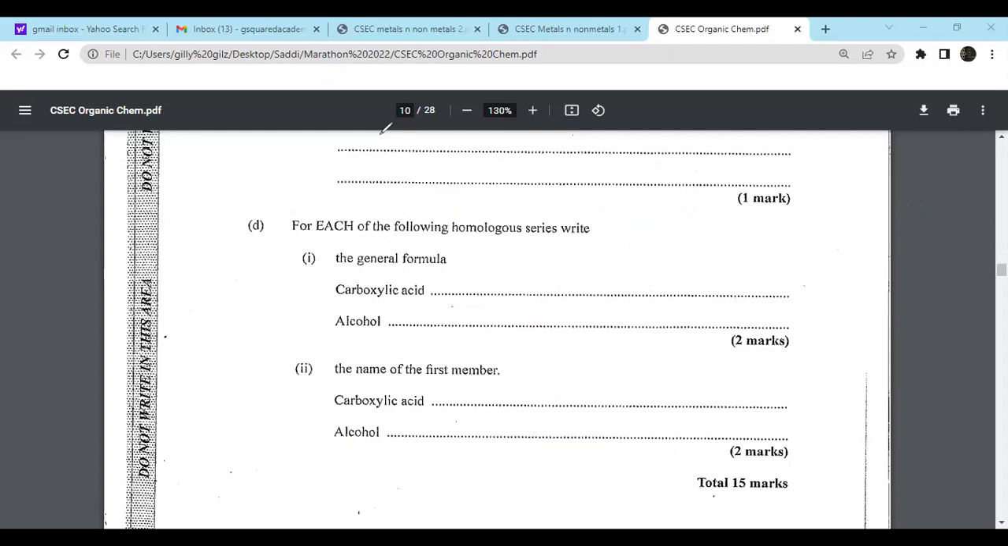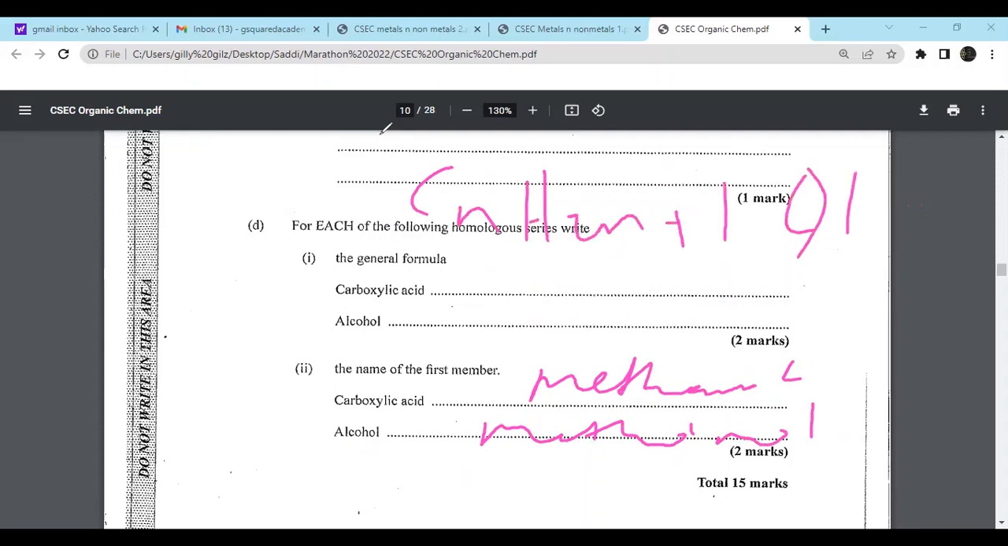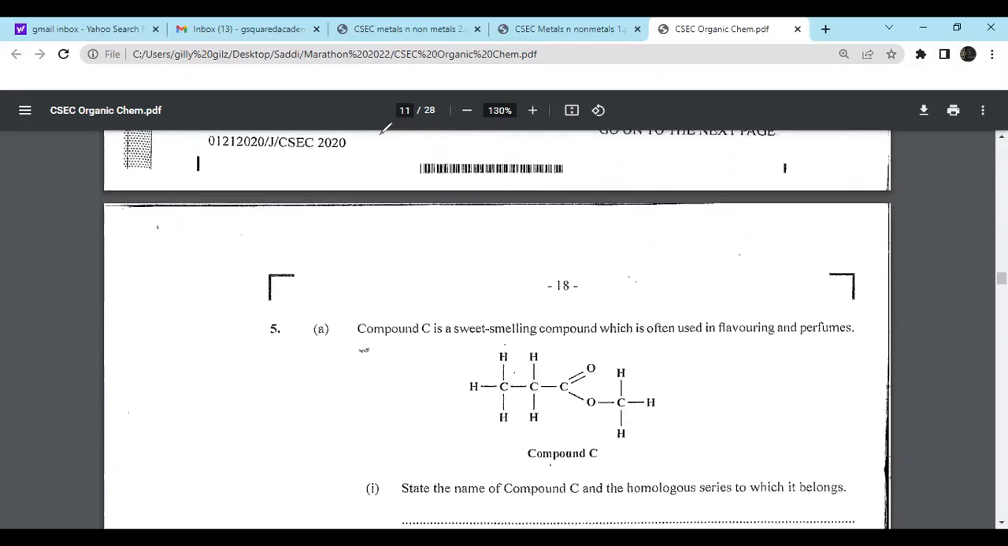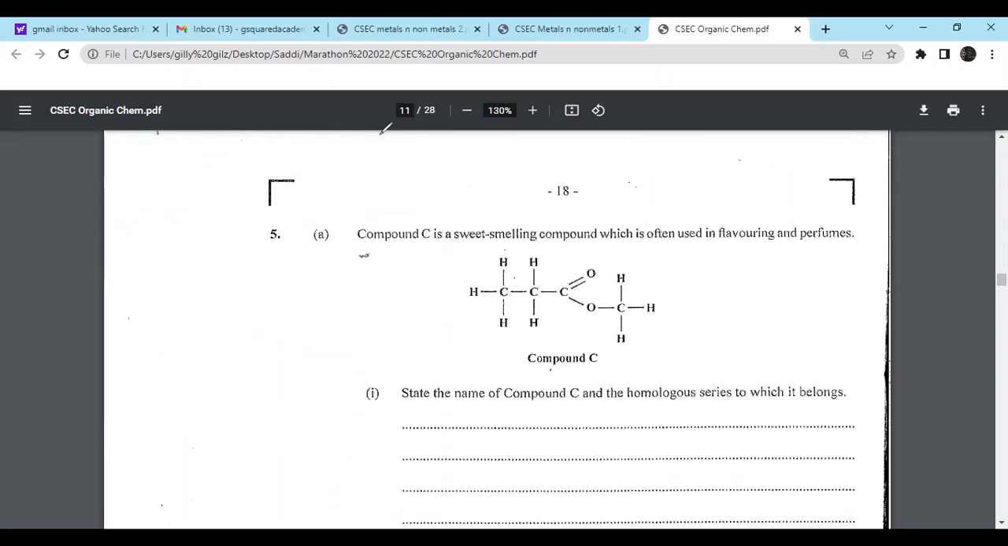So the name of the first member for the acids would be methanoic acid, and for the alcohols this one would be methanol. Remember the general formula of alcohols is CnH2n+1 OH. So since it's 1 carbon, that's 1, 2 times 1 is 2, plus 1 is 3. So this becomes CH3OH. Okay. All right. So that's that. That was in 2020. So let's look at this other question now.